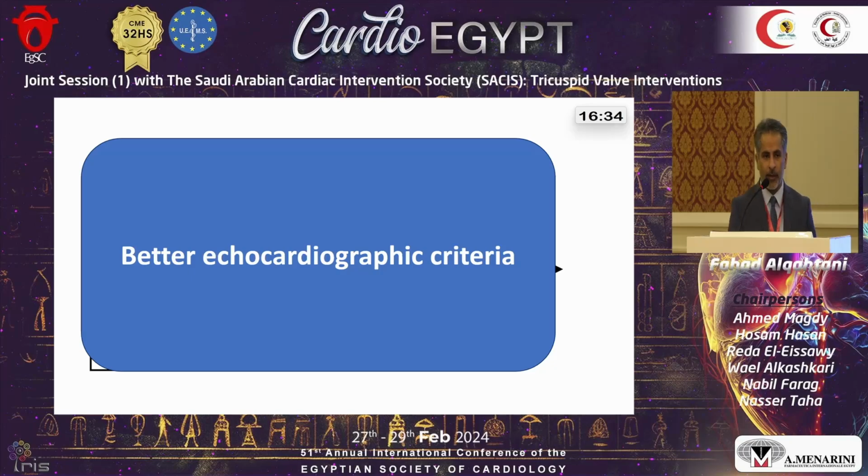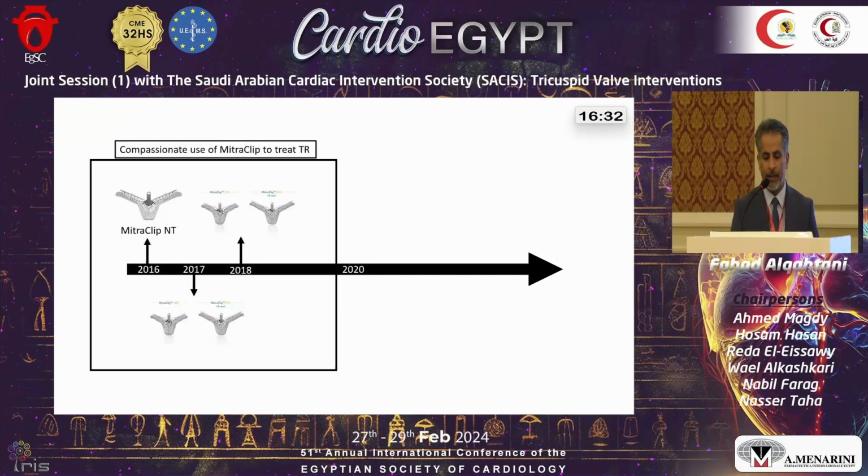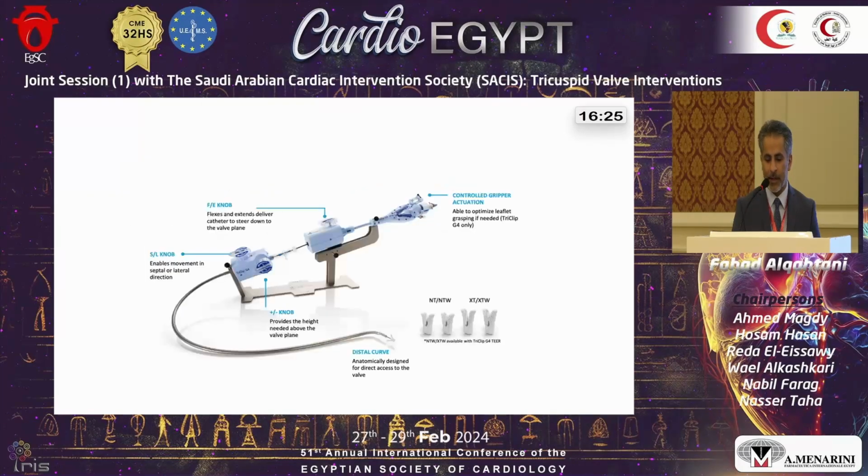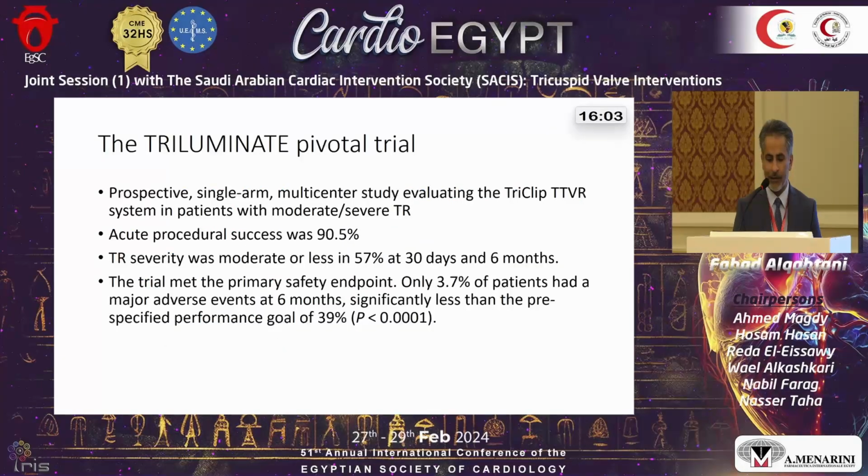Not only this, we also evolve in the space of the devices. Then in 2020, we first introduced the TriClip system. It's different than the mitral clip system. It has 2 knobs, flexion and extension, different than lateral and medial in the mitral clip, and the presence of the lateral and septal knob. And also, if you notice, the distal curve is different than the mitral clip. This is shorter, making the device move easily in the right atrium and the right ventricle.